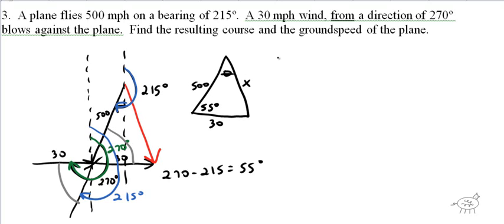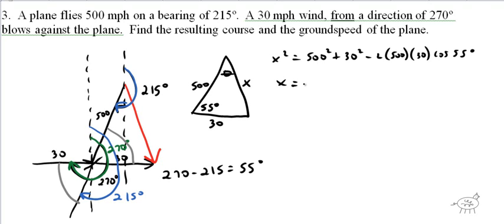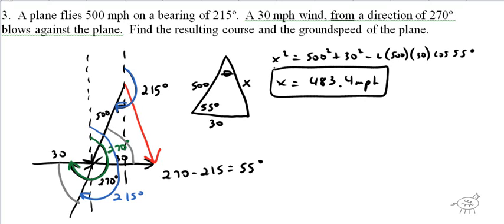We're going to just use law of cosines. So we got x squared equals 500 squared plus 30 squared minus 2 times 500 times 30 cosine of 55 degrees. So x is equal to 483.4 miles per hour. Don't forget your units. Okay, that's your new ground speed. And you can tell that it's going 500 miles an hour, so it has a little bit of a headwind because it's slowing the plane down.